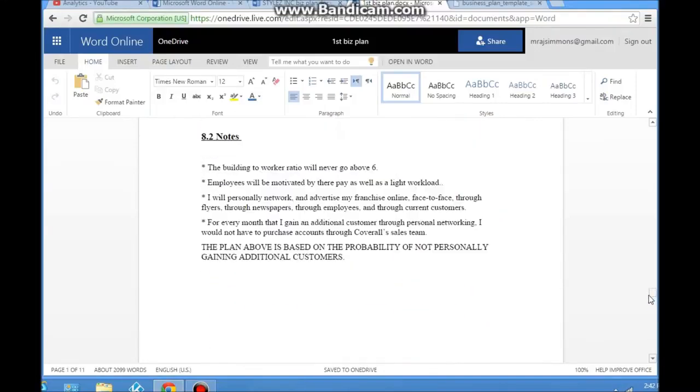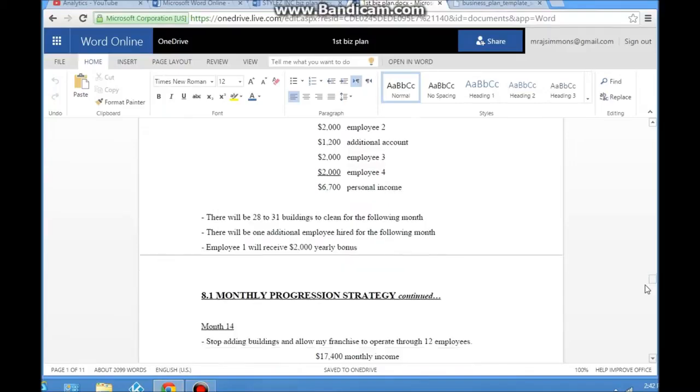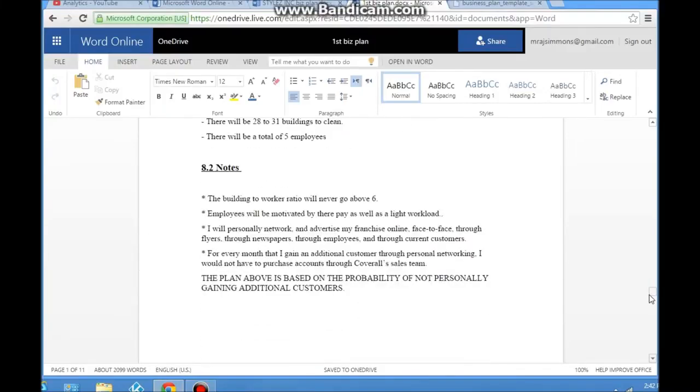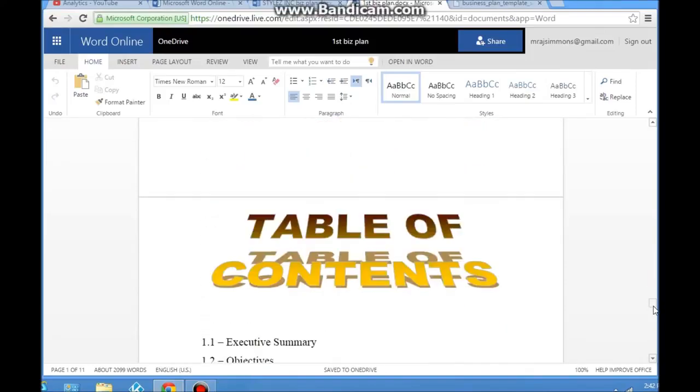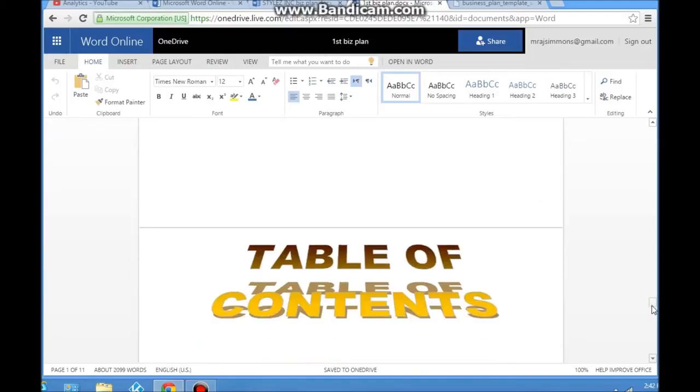And this is key right here, because after everything is finished, I added in my notes, just little special notes to keep in mind as you're looking at that progression strategy. But most importantly, the table of contents is at the bottom. Now when I print it, of course, I'll put the table of contents at the top.